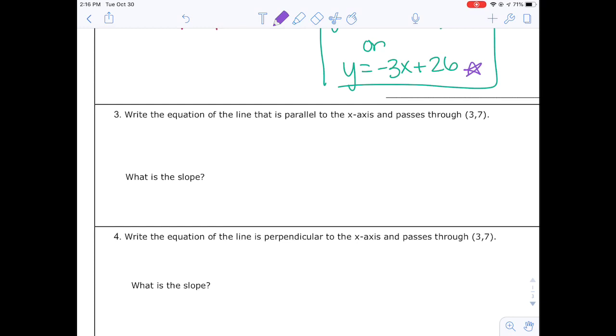Problem 3 wants the equation of a line that is parallel to the x-axis and goes through 3, 7. So when I do these problems, I draw myself a little grid. I have a y-axis and an x-axis. Goes through the point 3, 7. So 3, 7 goes to the right and up. Doesn't have to be exact.